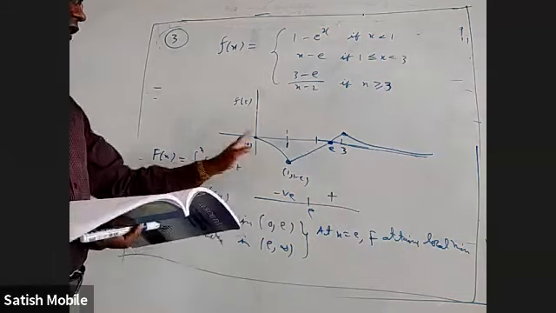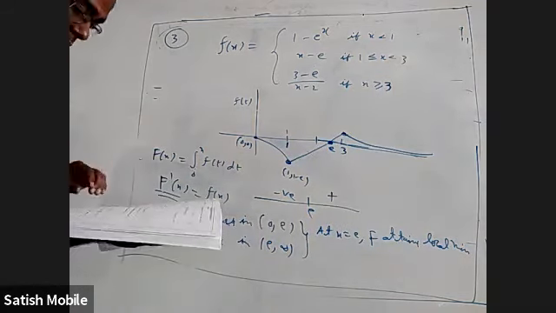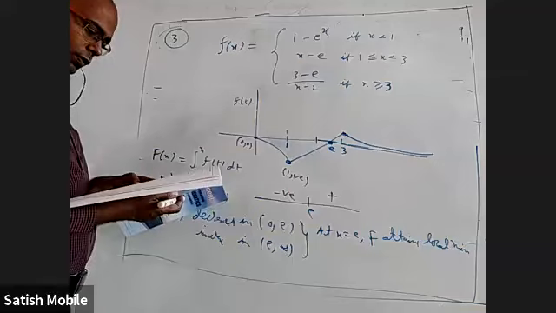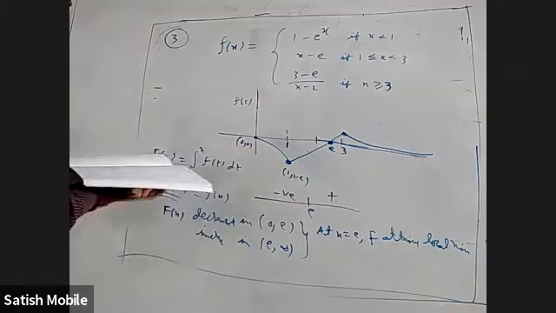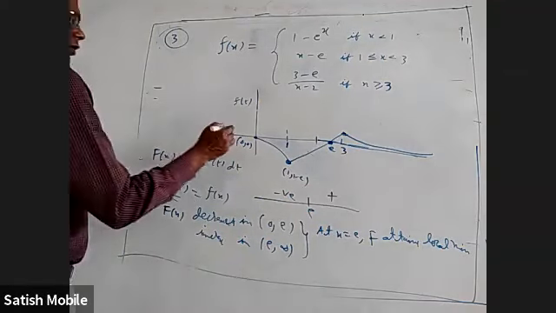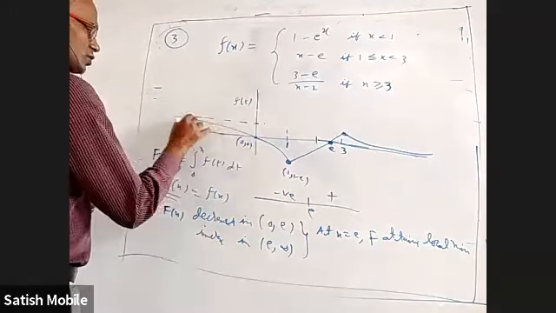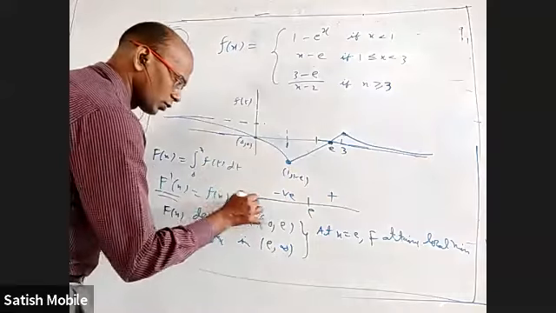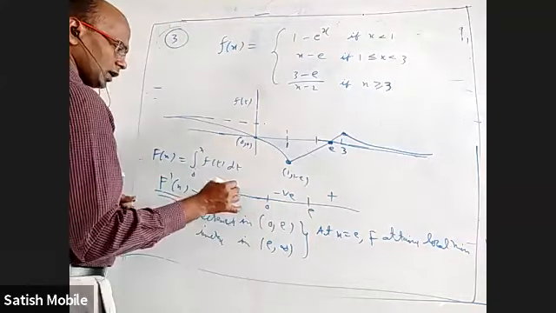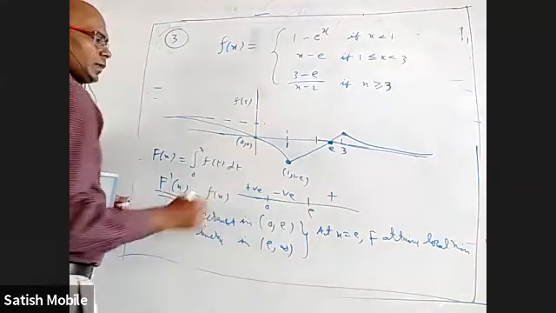I drew the graph only after 0, but I should draw before 0 also. Let me do that. 1 minus e power x, I said, tries to become 1 at minus infinity. So it will be like this. Okay. So I should also include that 0 and then positive here.